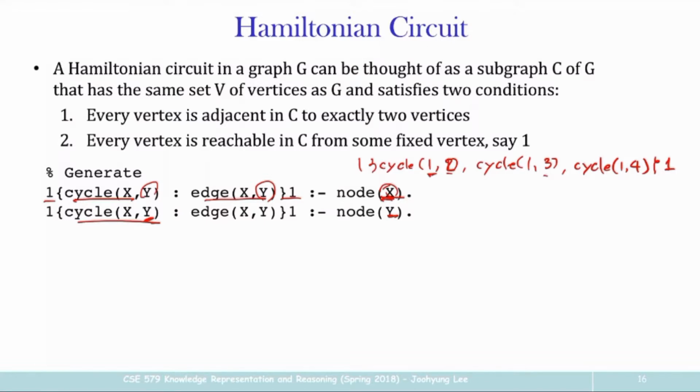Yes? What is the definition of cycle, or Hamiltonian circuit? Here cycle(x,y) denotes that the edge x,y is in the Hamiltonian circuit. So in the end, you will see cycle(1,2), cycle(2,3), cycle(3,4), cycle(4,5). That means 1 to 2, 2 to 3. These are the paths in the Hamiltonian circuit.